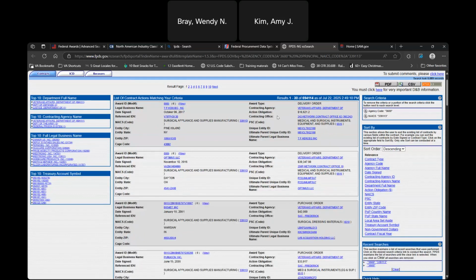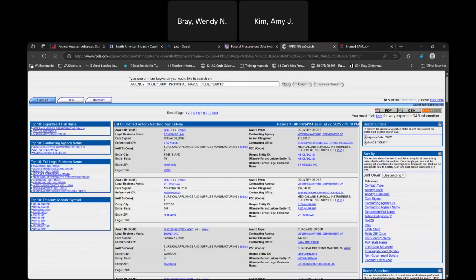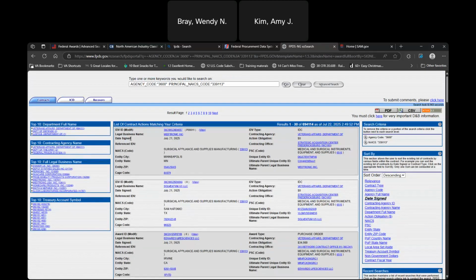When I'm looking at these results, I'm seeing 2017, 2016, 2001. I don't want that data. I want most recent data. What you can do over here where it says sort, in the sorting order on the right-hand side, you can scroll down and look for, I want to sort by date signed. Now, when I sort by date signed, I see 2025, most recent information.